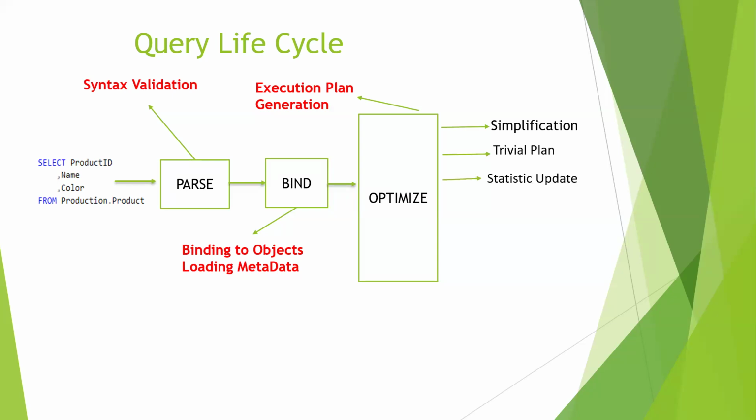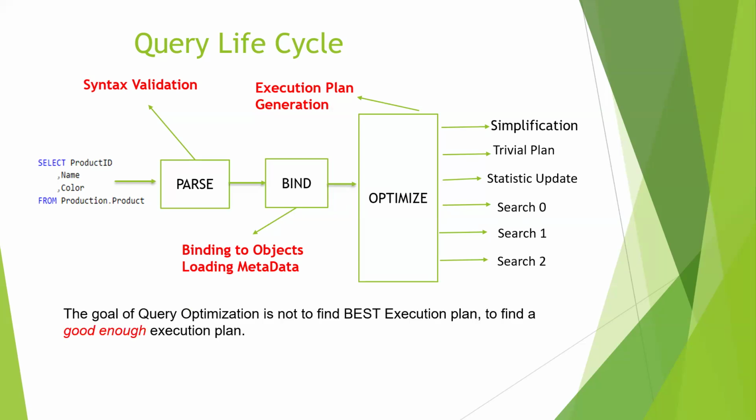The second one is whether the statistics are updated. Based on that, it considers those statistics and runs an internal loop to identify an optimal plan for the query. It checks multiple combinations to see what the optimal plan is for your execution. It will not keep checking for the best plan. Whatever plan it detects as optimal for your execution, it stops searching further and generates a plan for our query. So the goal of query optimization is not to find the best plan, but to find a good enough execution plan. Once the optimization is completed, it generates a query plan.